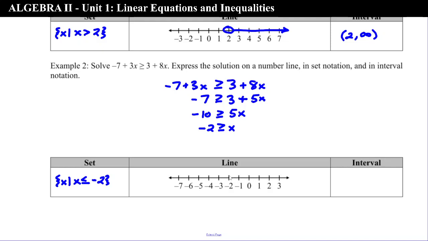So -2 is our point of interest. Since it's less than or equal to, we're going to fill it in because we're including it. And then since all our values of x are less than, we're going to fill to the left.